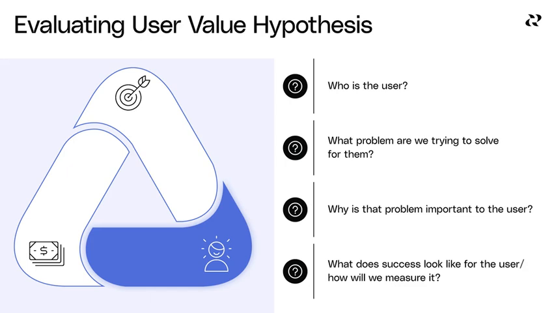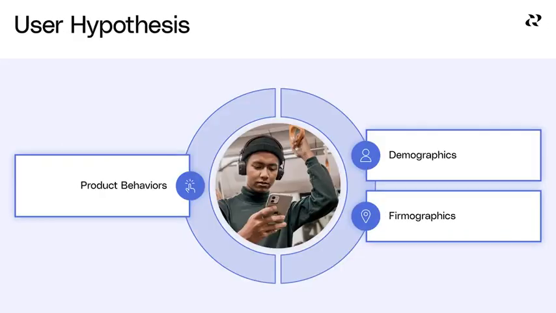What does success look like for the user, and how will we measure it? Let's walk through each of these in more depth. First, who is the user? This is an initial hypothesis of who your target user is.